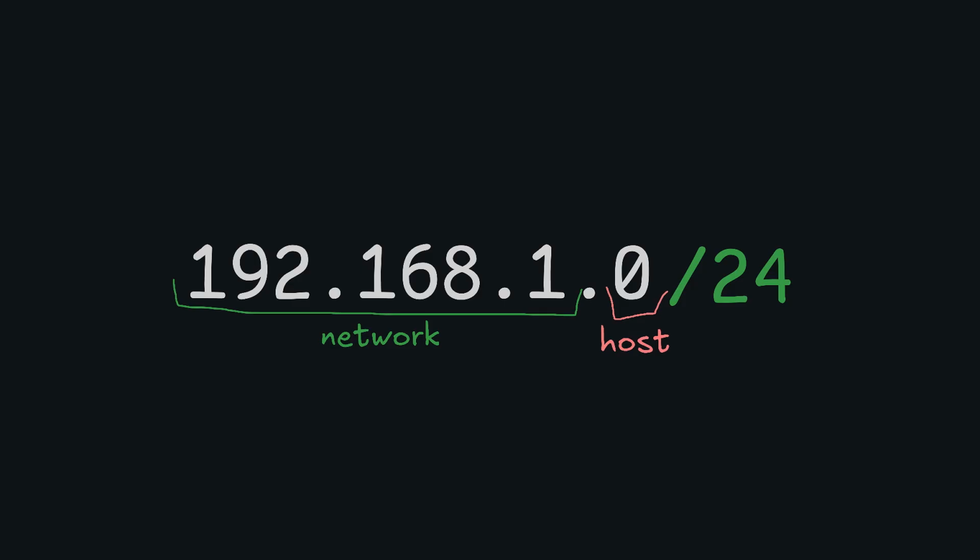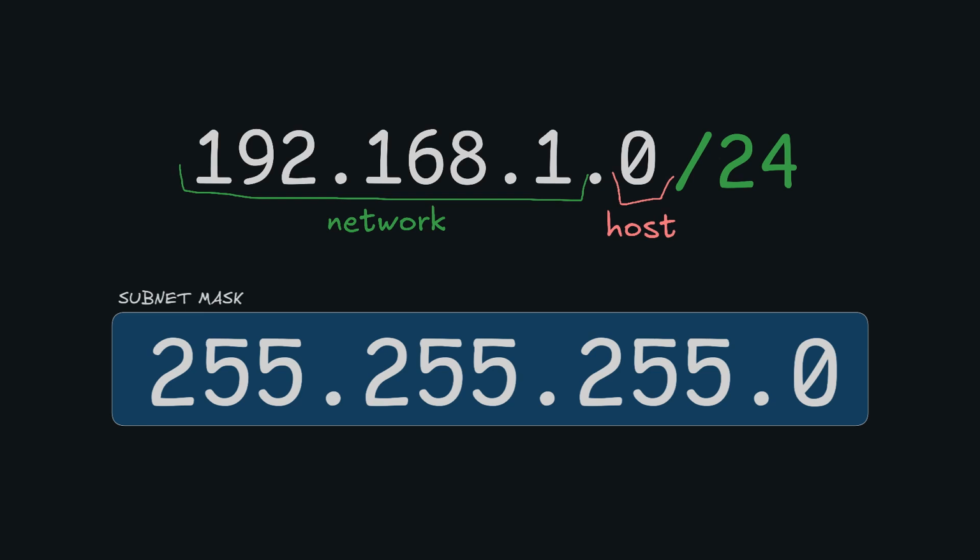So far, here's what we've covered. An IP address has a network part and a host part. The subnet mask tells us which is which, and CIDR notation is just a shorthand for expressing that. But now the real question: what do we actually need to do to divide a network? Let's work through a concrete example.